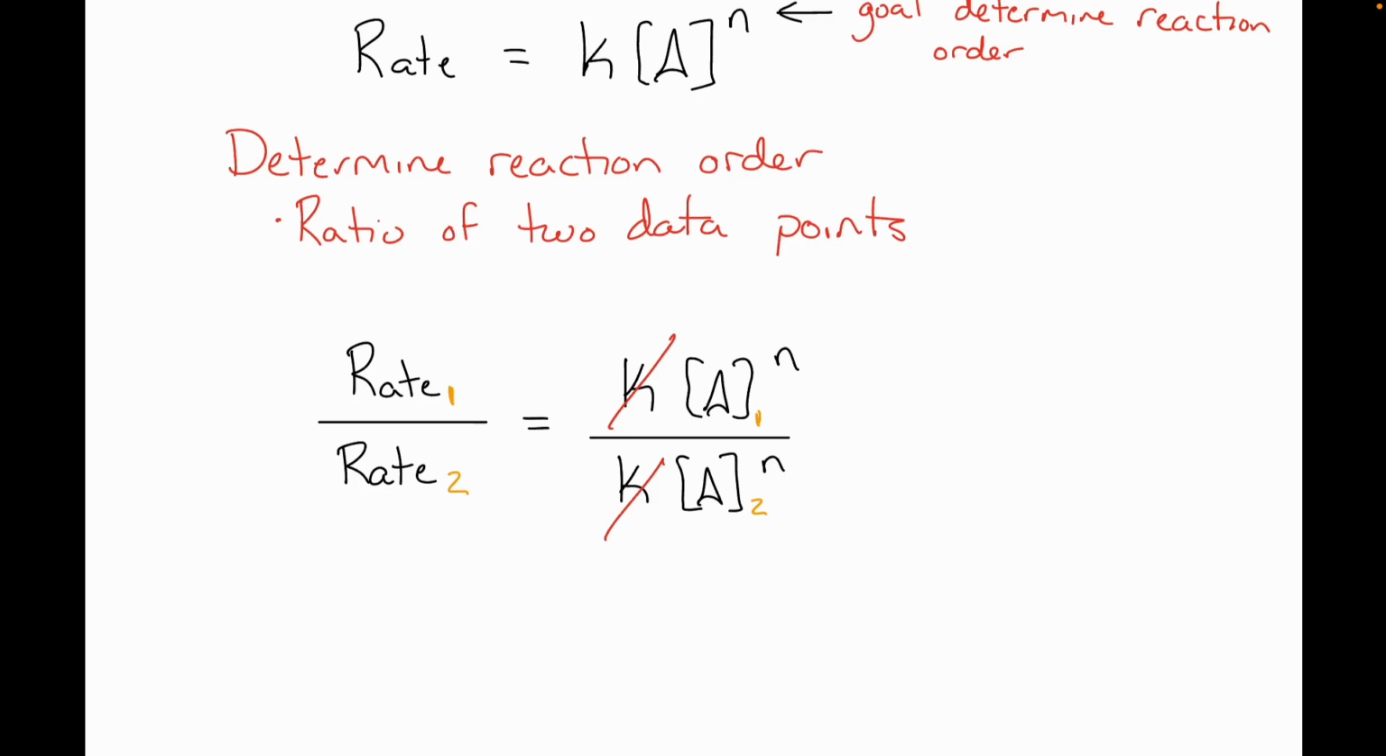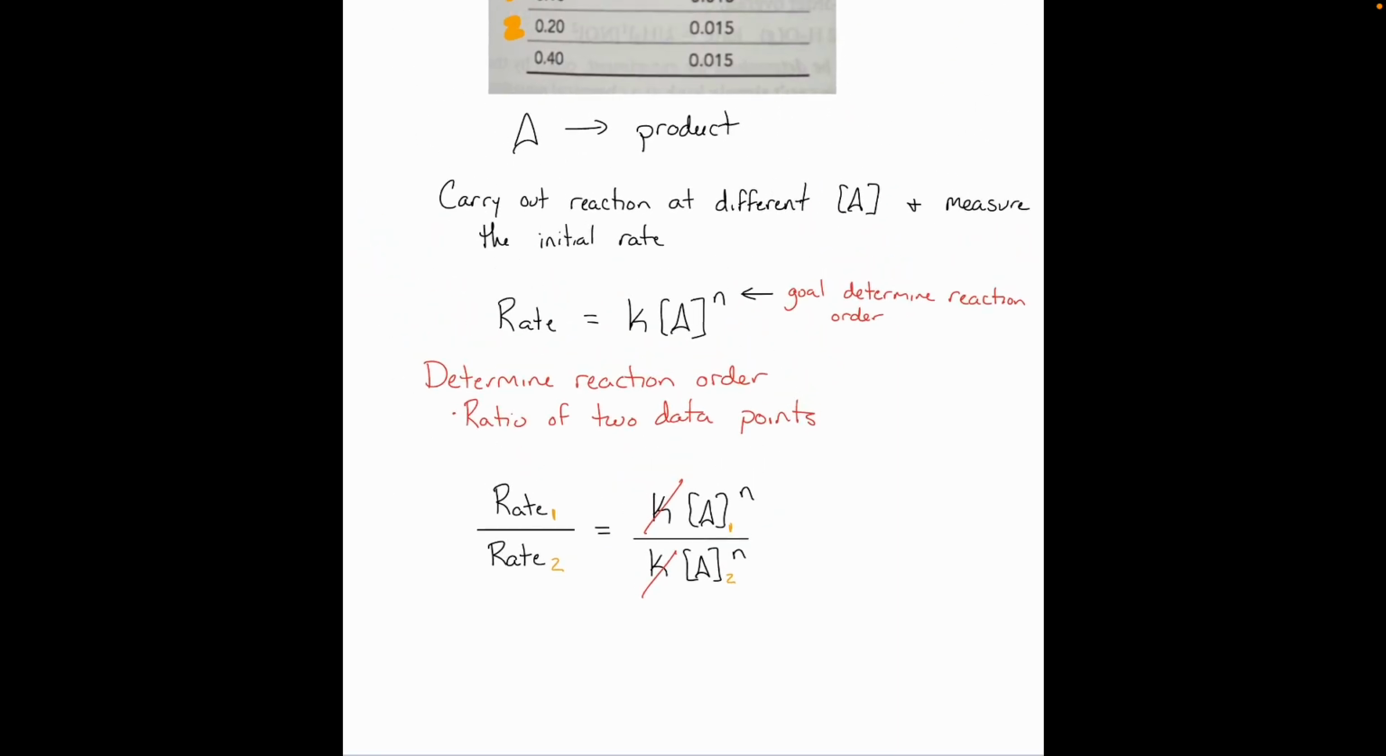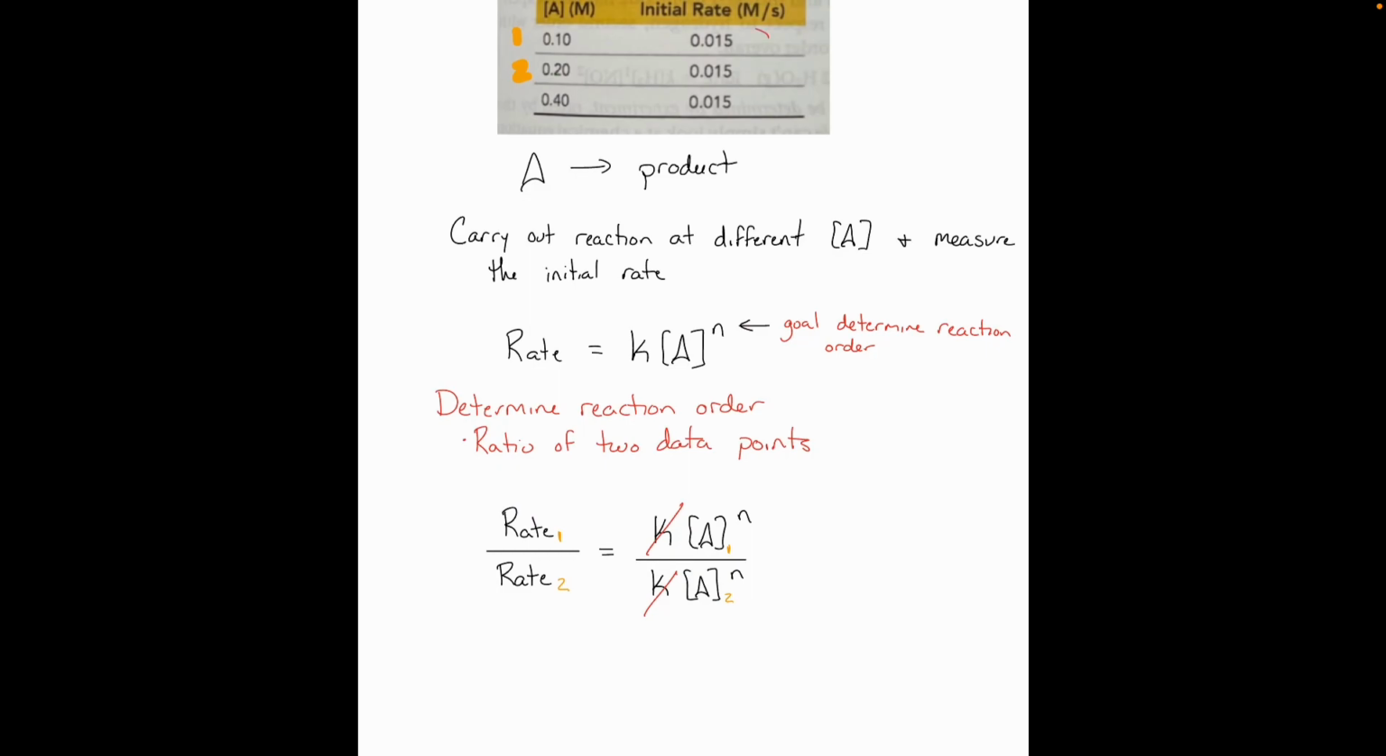All right, now I can plug in my data from my data table here. Again, I just picked these 2 data points. I could have picked any 2. The rate of my first data point is 0.015 divided by the rate of my second data point, 0.015, equals, now that K is canceled out, I can plug in my concentration data.